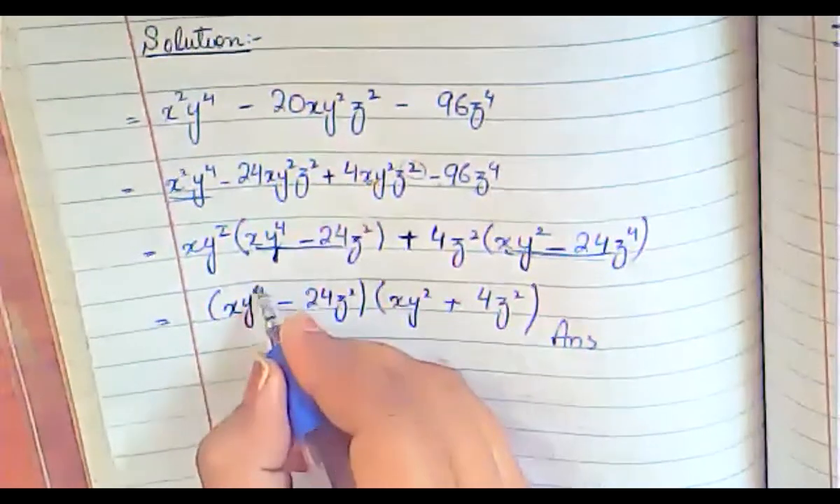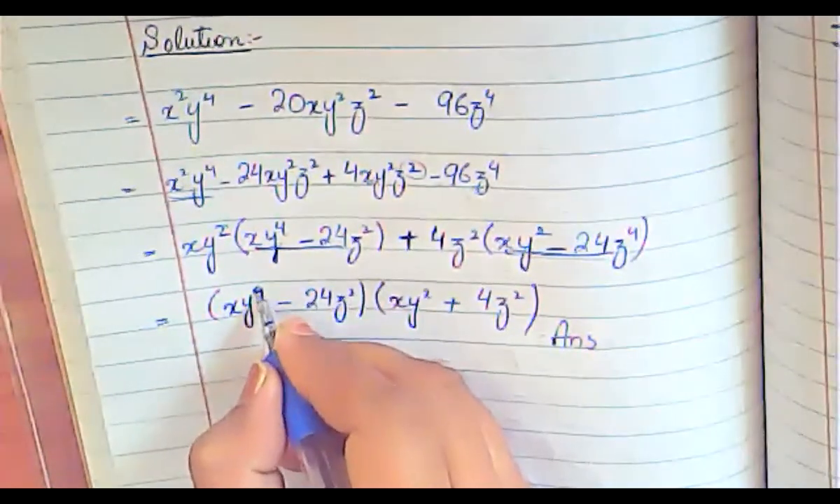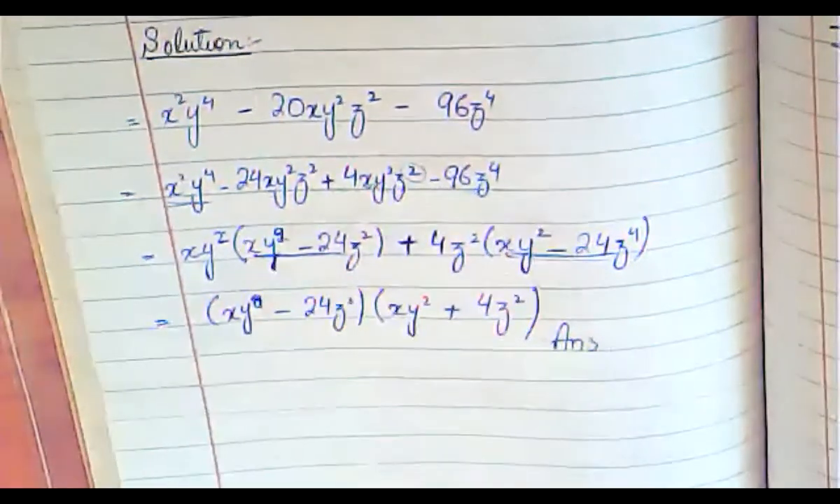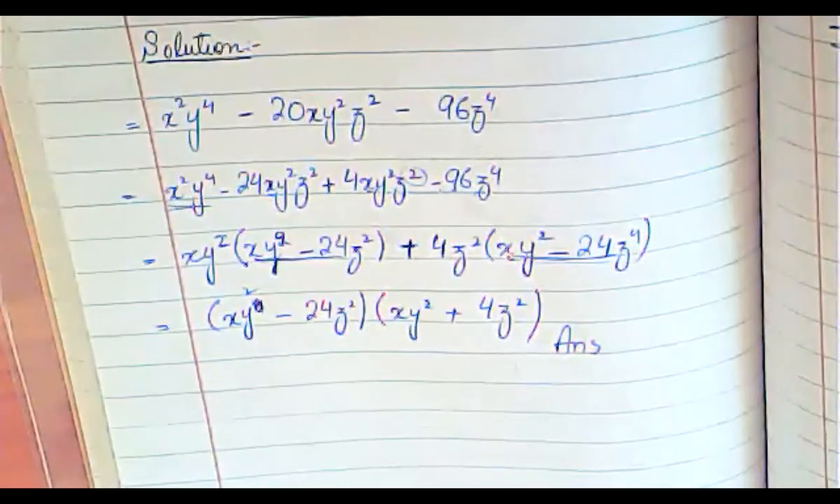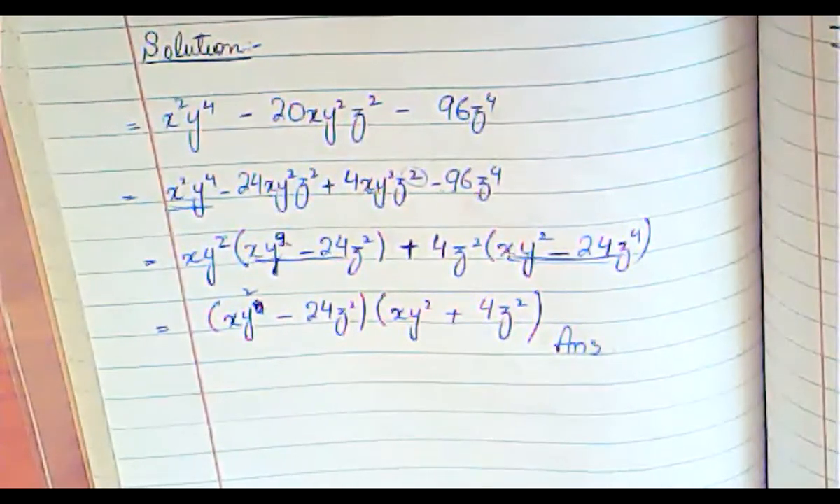This is a square, right? This is a square. Typing error. Clear?